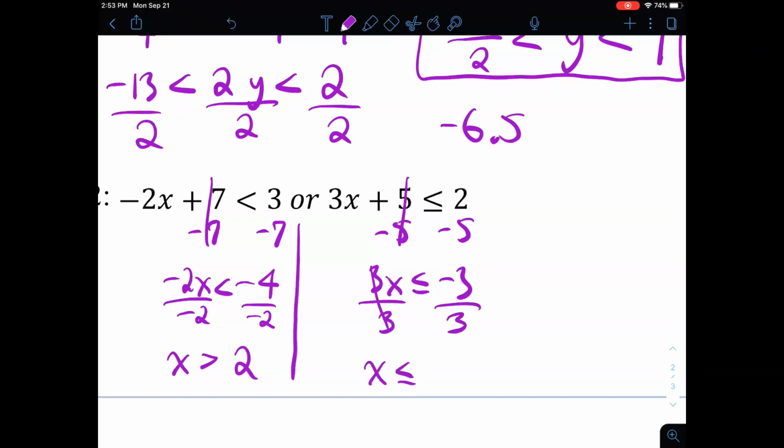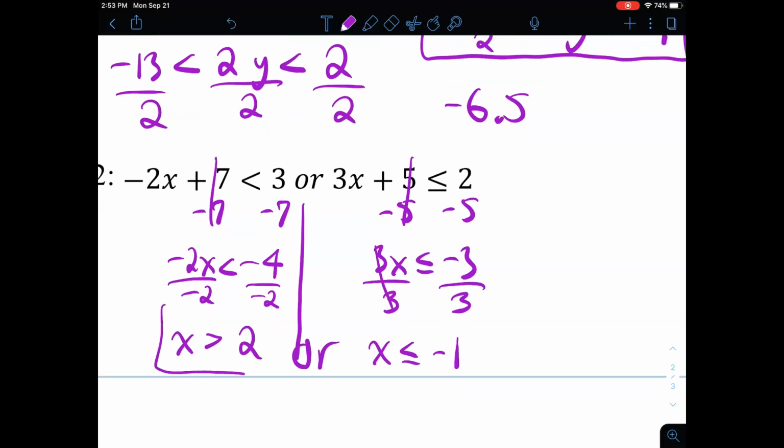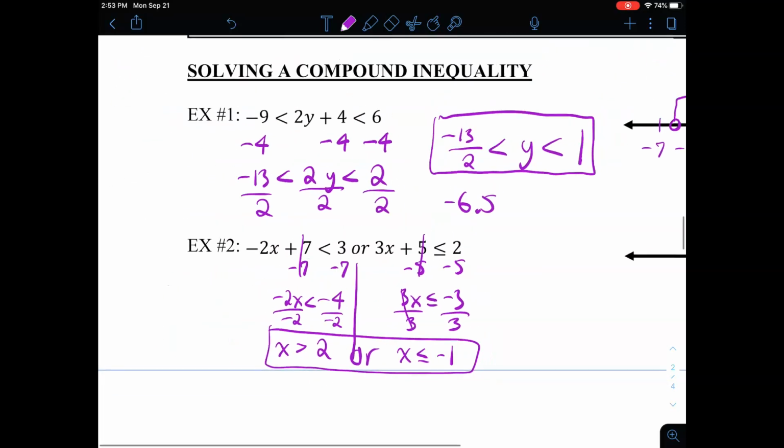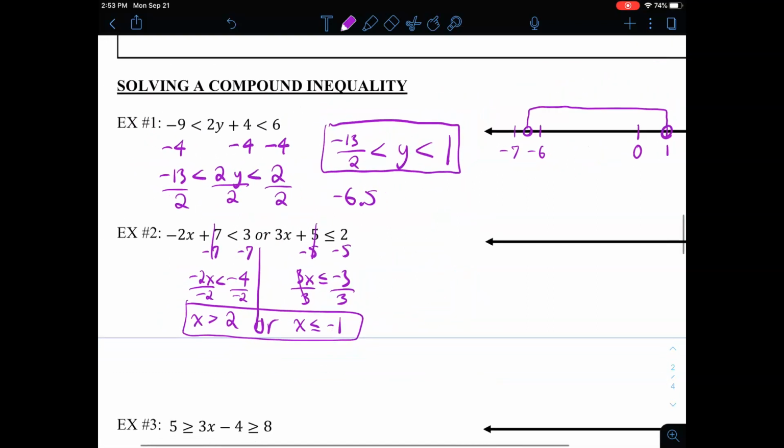X is less than or equal to negative 1. Put "or" in the middle here. So our final answer is going to be "or". We need to keep the "or" for these "or" problems. Okay? So let's graph this.